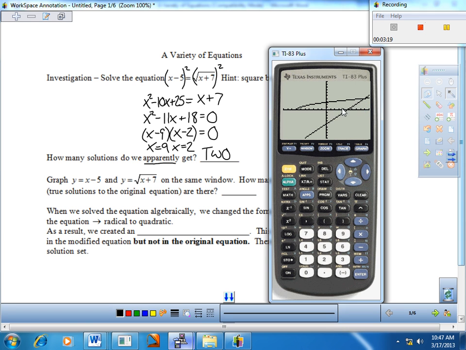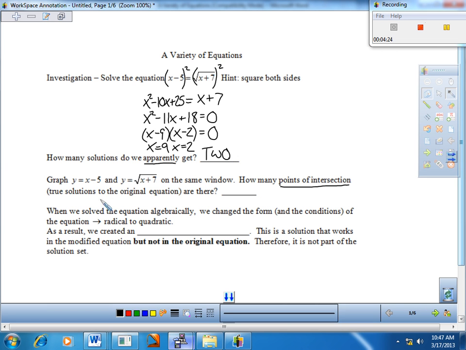Let's see, 1, 2, 3, 4, 5, 6, 7, 8, 9. When x is 9, they intersect. And so what do you see, guys? In this case, how many points of intersection are there? Just the 1. So the 9 works. What happened to the 2?